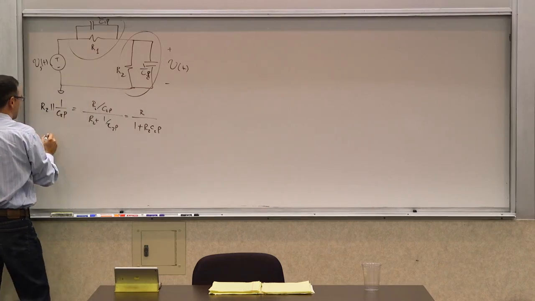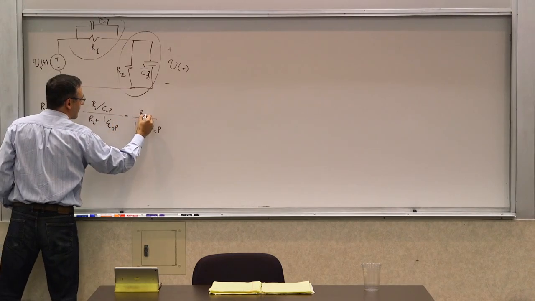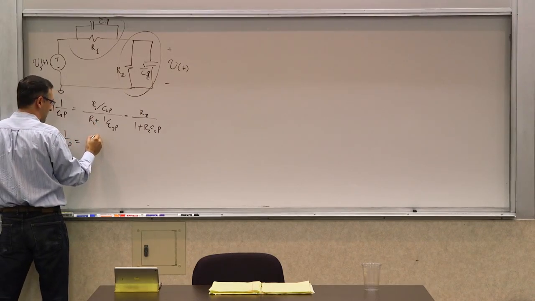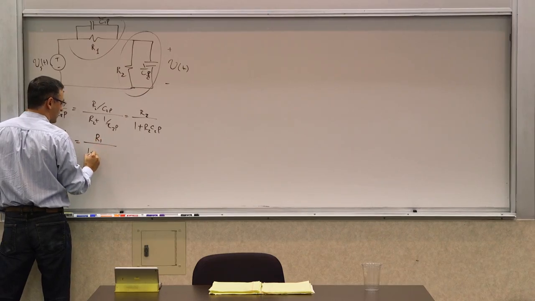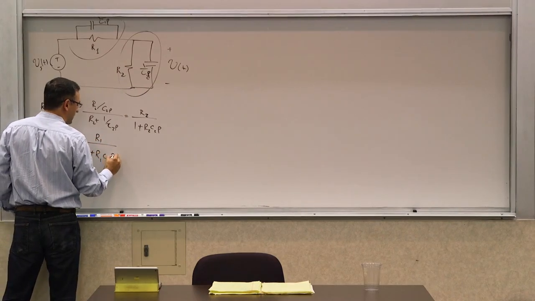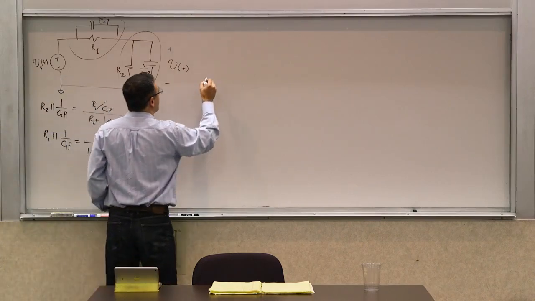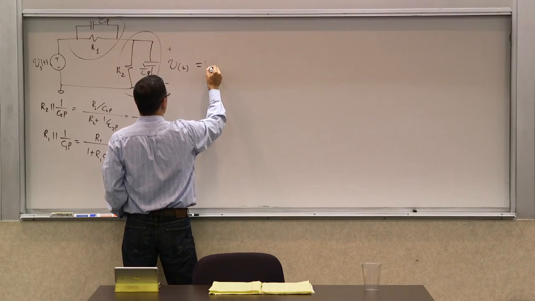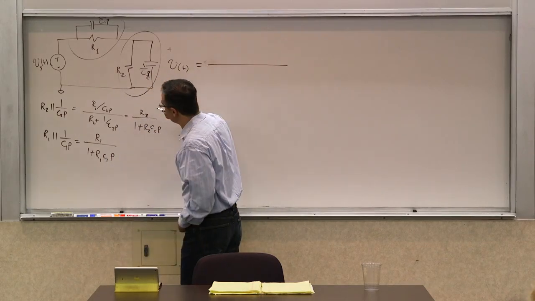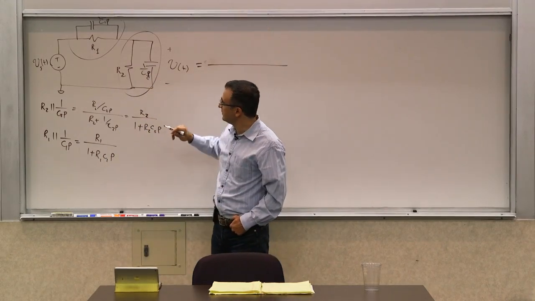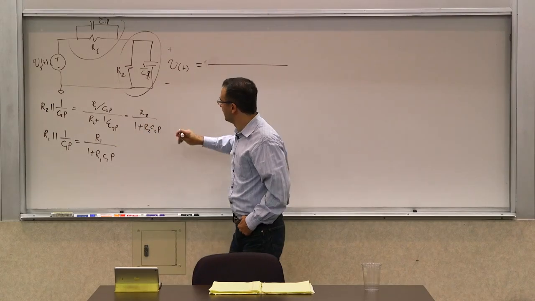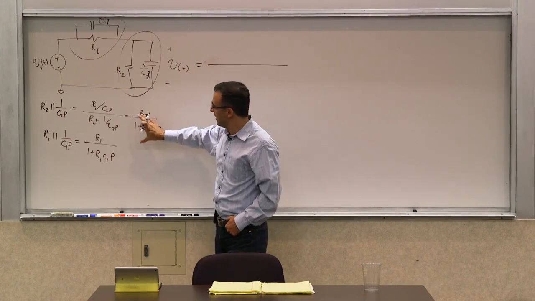And what is that one? By symmetry, same thing, right? So it's R1 parallel 1 over C1P, which is going to be what? R1 over 1 plus R1C1P, exactly. And what is the transfer function? What is V in terms of Vs? So we have to apply an operator in front of it, which would be what? This one divided by the sum of the 2, right?